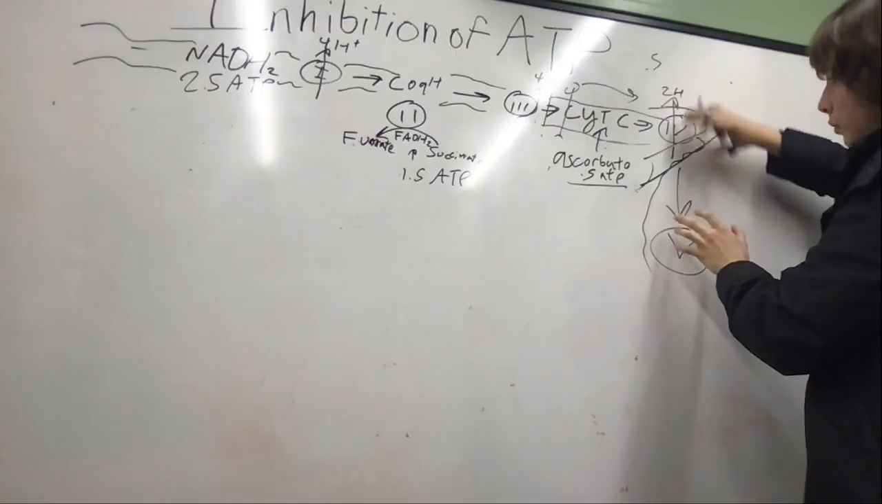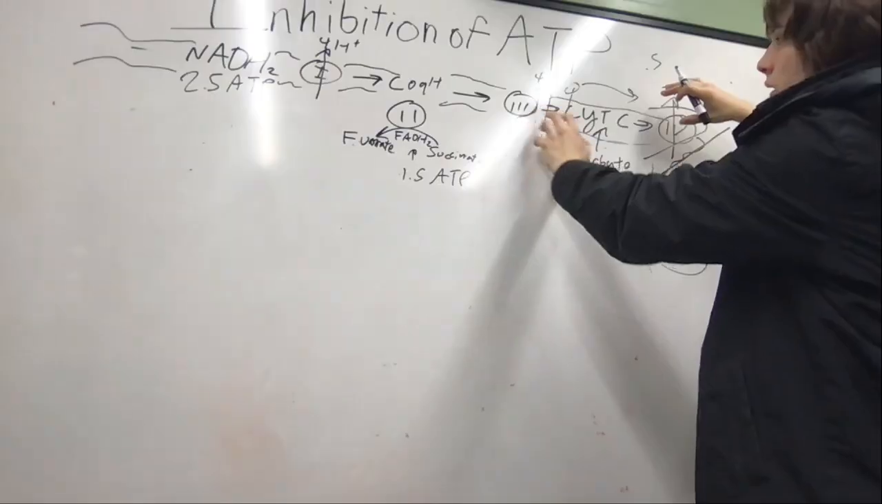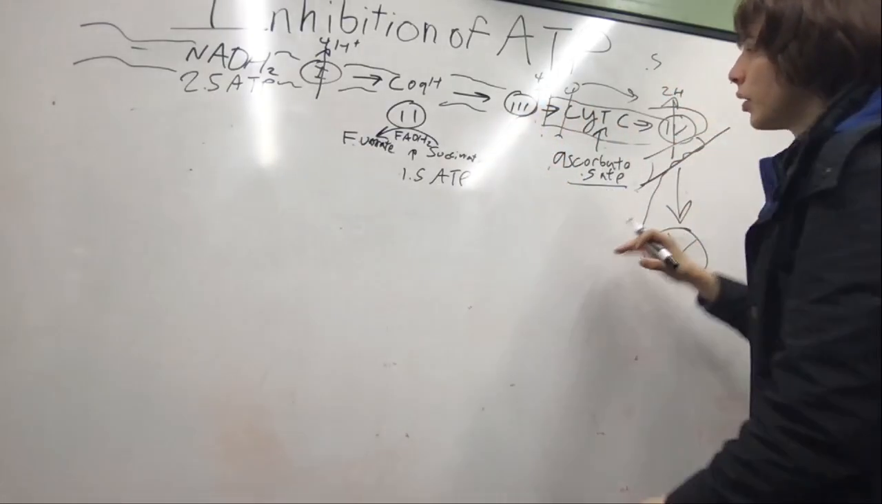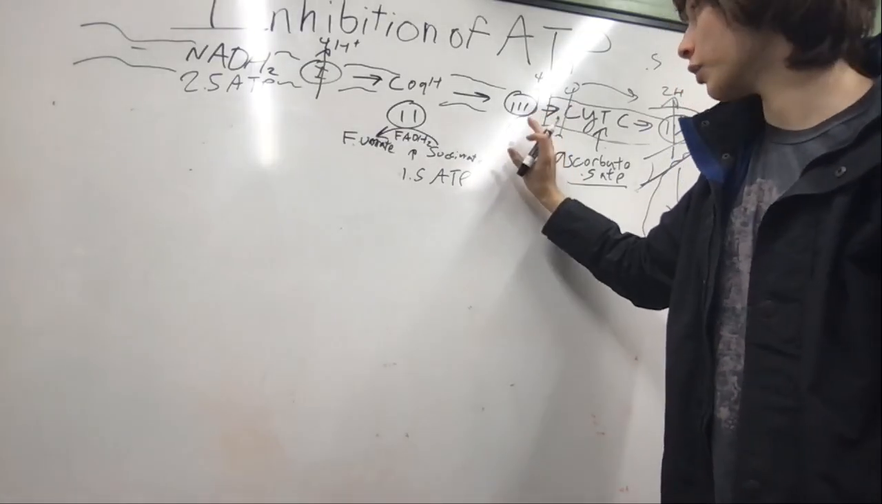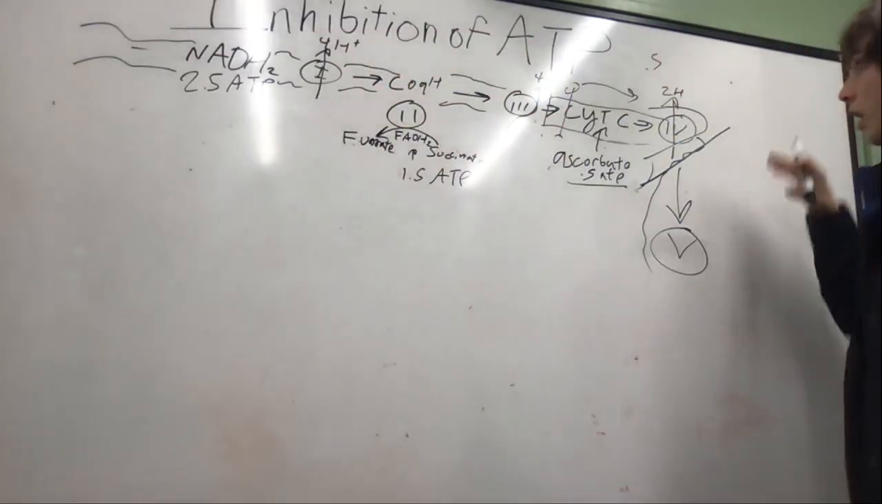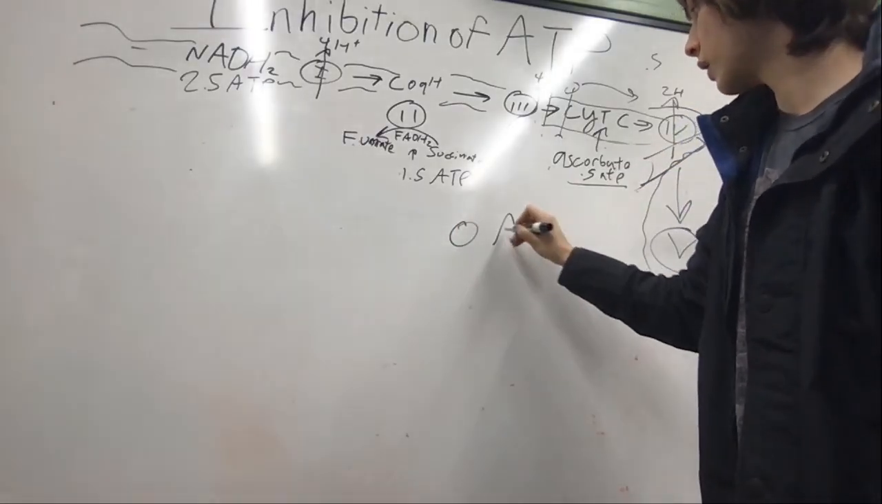We can't pump this out. Cytochrome C can't come in here. It can't be reduced by 3. So 3 is not going to stop working because it has all these electrons. It can't get rid of them. Same thing's going to happen on 1 and 2. So if we block out 4, this entire cycle ends, and we're left with 0 ATP.